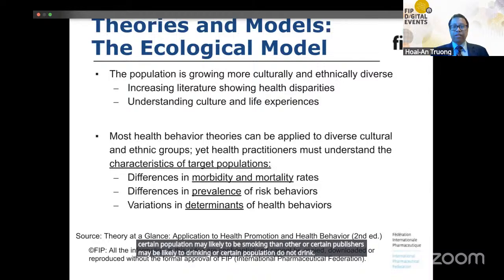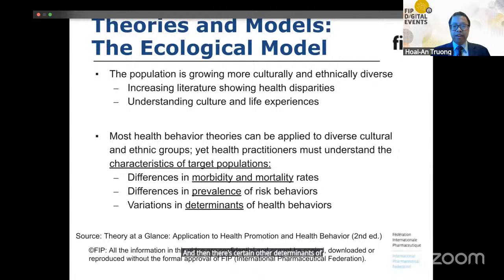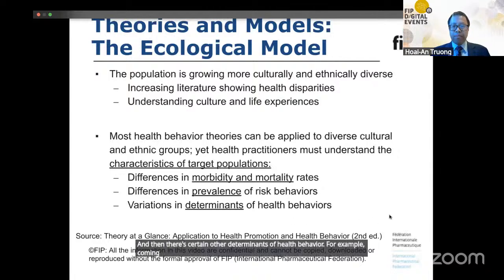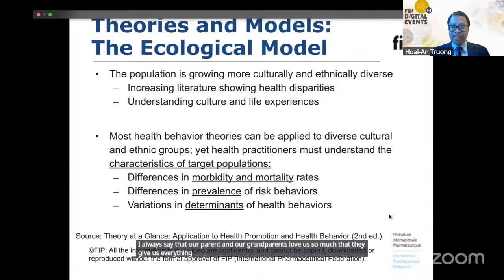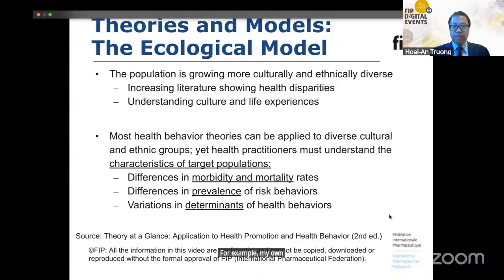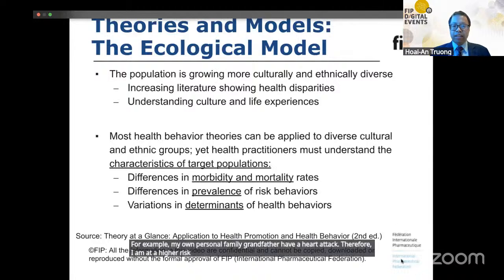And then there are certain other determinants of health behavior. For example, coming from our background, our family, our parents. I always say that our parents and our grandparents love us so much that they give us everything, including the illnesses and the diseases. For example, in my own family, my grandfather had a heart attack. Therefore, I am at a higher risk of having a heart attack. That's one example. Next slide, please.